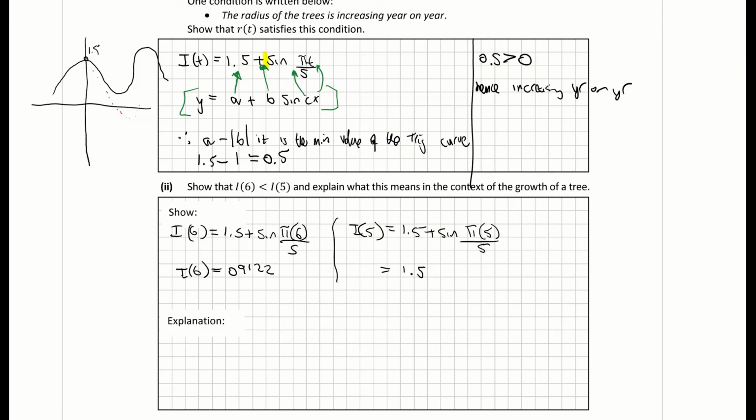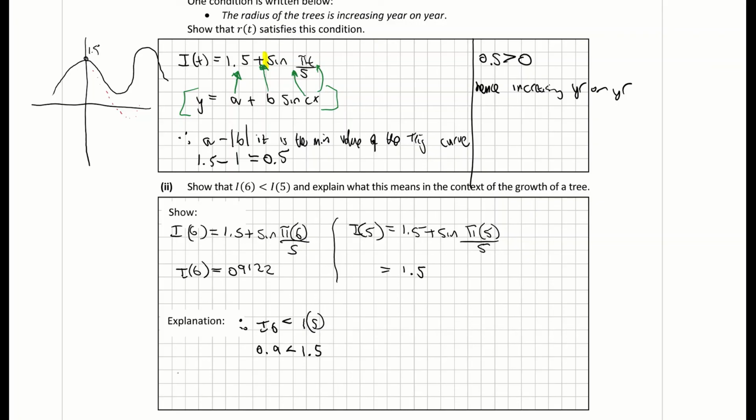So for the explanation, I'm just going to conclude first of all. Therefore I to the 6 is less than I to the 5, because we've just shown that 0.9 is less than 1.5 if we just go to one decimal point. And explain what this means in the context of the growth of the trees.